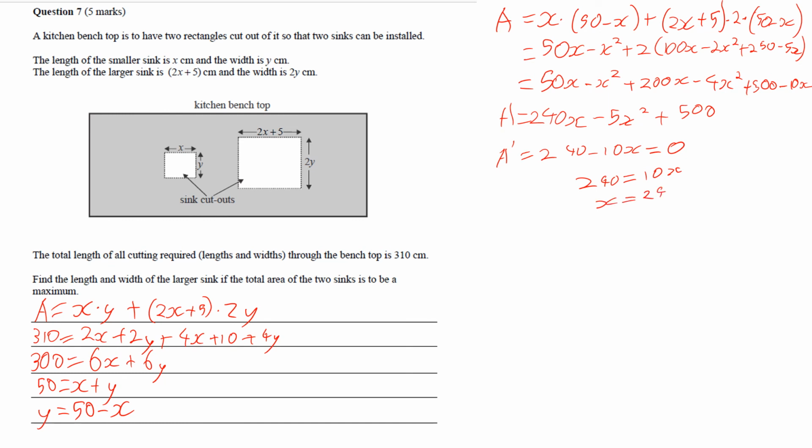Now I've got x is 24, then we can find the value of y. We know that y is equal to 50 minus x. So that's the same as 50 minus 24, which is 26.